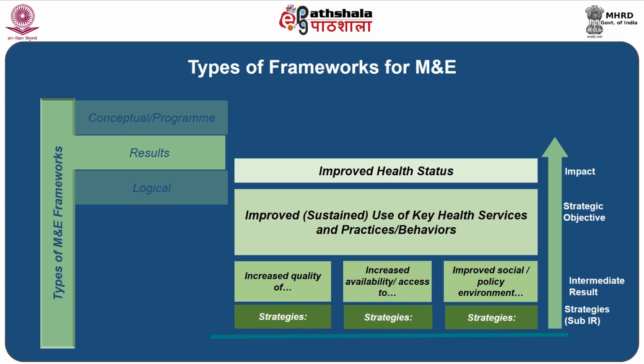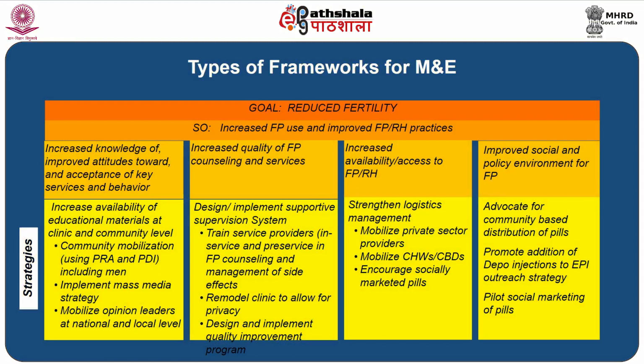Now let us take the example of a family planning project to see how the results framework works. The overall goal of a family planning project is to reduce fertility. The strategic objective is to increase family planning use and improve family planning and reproductive health practices. The immediate results that are required are increased knowledge and improved attitudes towards acceptance of the key family planning measures, and the behavior to accept these measures.